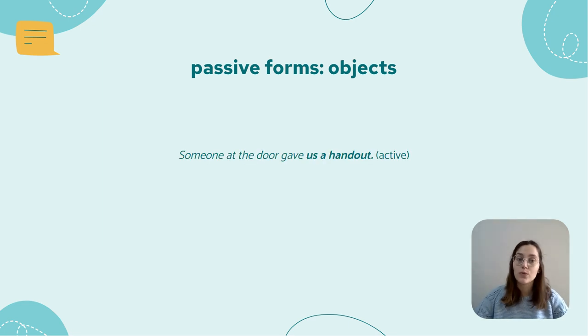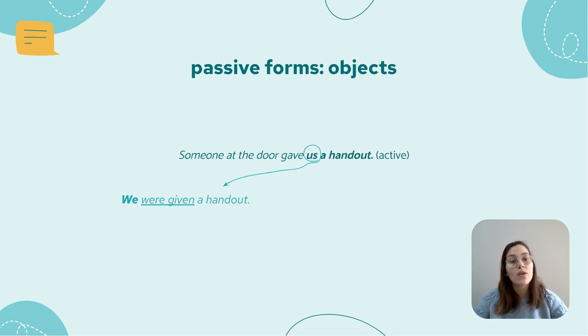Sometimes we've got two objects. Someone at the door gave us a handout. Here I find two objects. Us, the indirect object, and then a handout, the direct one. And here is where we have options. Because depending on where we want to put the focus, the structure we are going to create changes. If I want to draw the attention of the listener or my reader on the fact that it was us, then I'm going to say, we were given a handout.